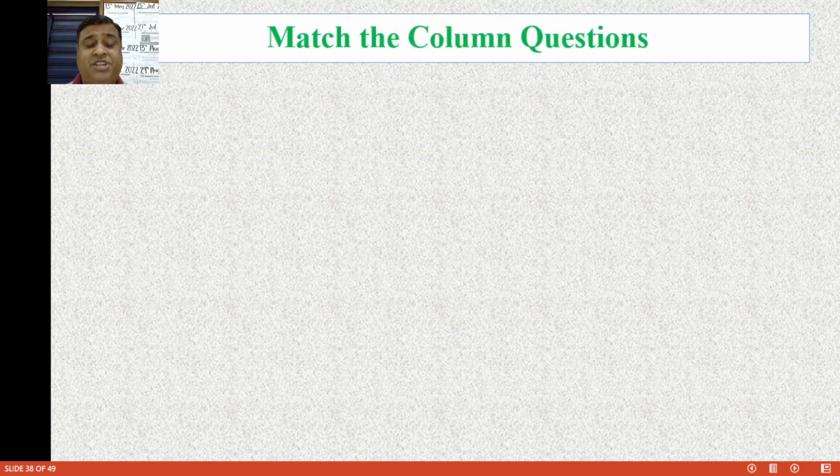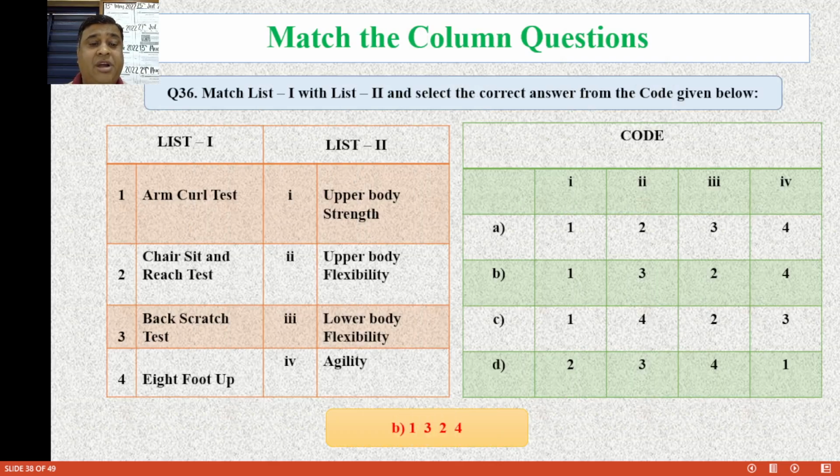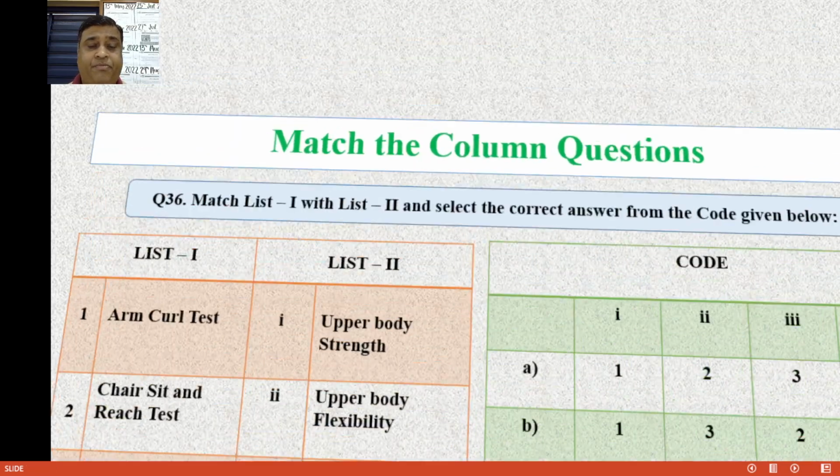Now the next part of the session is match the columns questions. Question number 36. Arm curl test, chair sit and reach test, back stretch test, and 8-foot up and go test. Arm curl test develops upper body strength. Chair sit and reach test develops lower body flexibility. Back stretch test develops upper body flexibility, and 8-foot up and go test develops agility. Now the correct option is B.